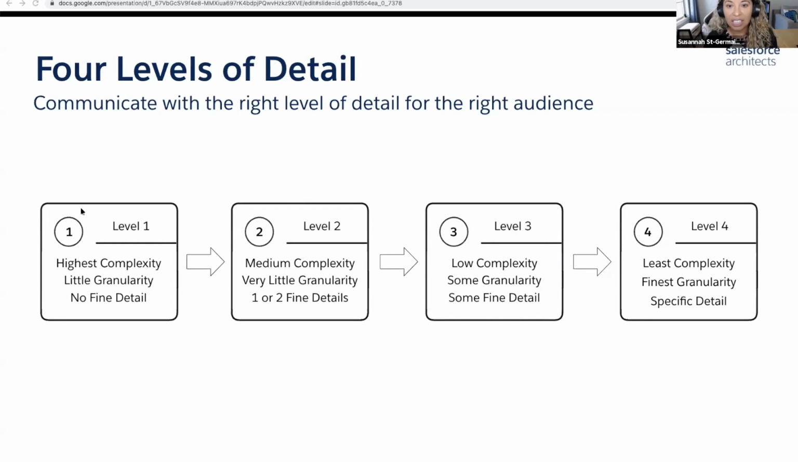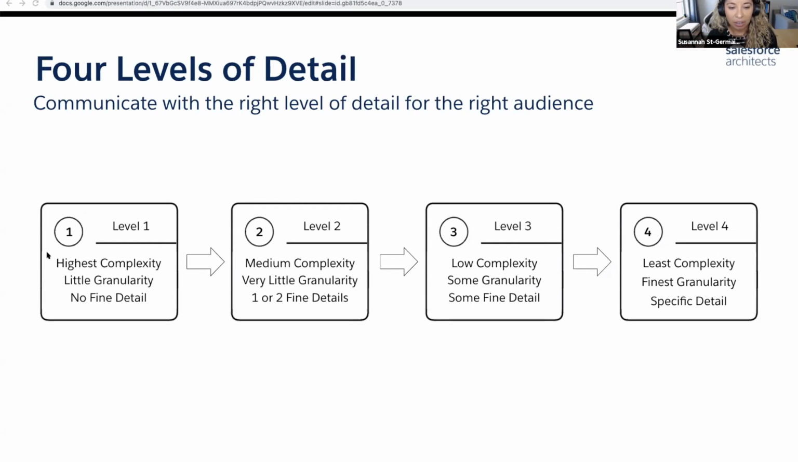So these levels are based on the C4 model for visualizing software architecture. And as I mentioned, as you move from level 1 to level 4, you're really zooming in to finer grain levels of detail and reduced complexity. And what this allows you to do is to more efficiently and effectively communicate with the appropriate audience the right level of detail at the right time.